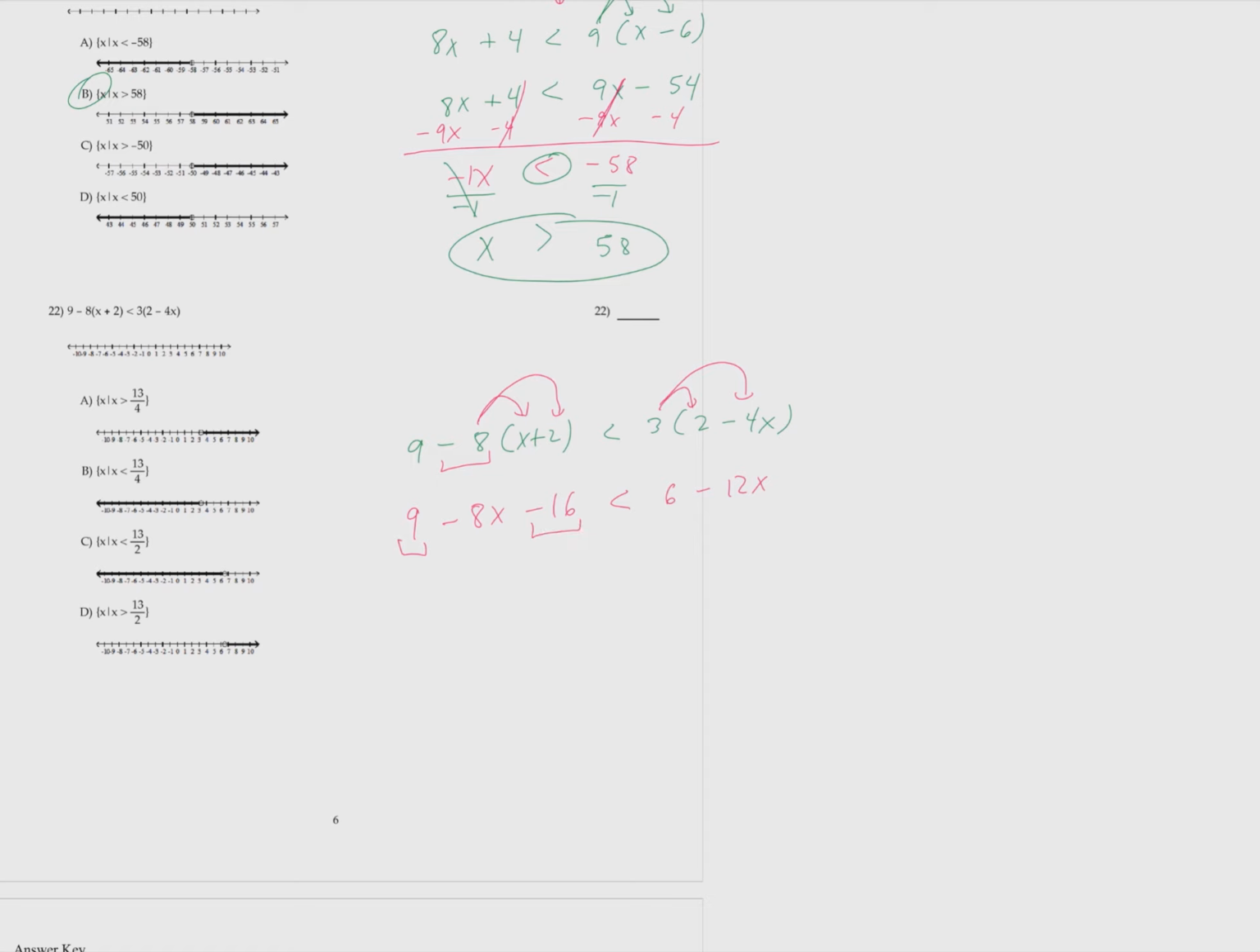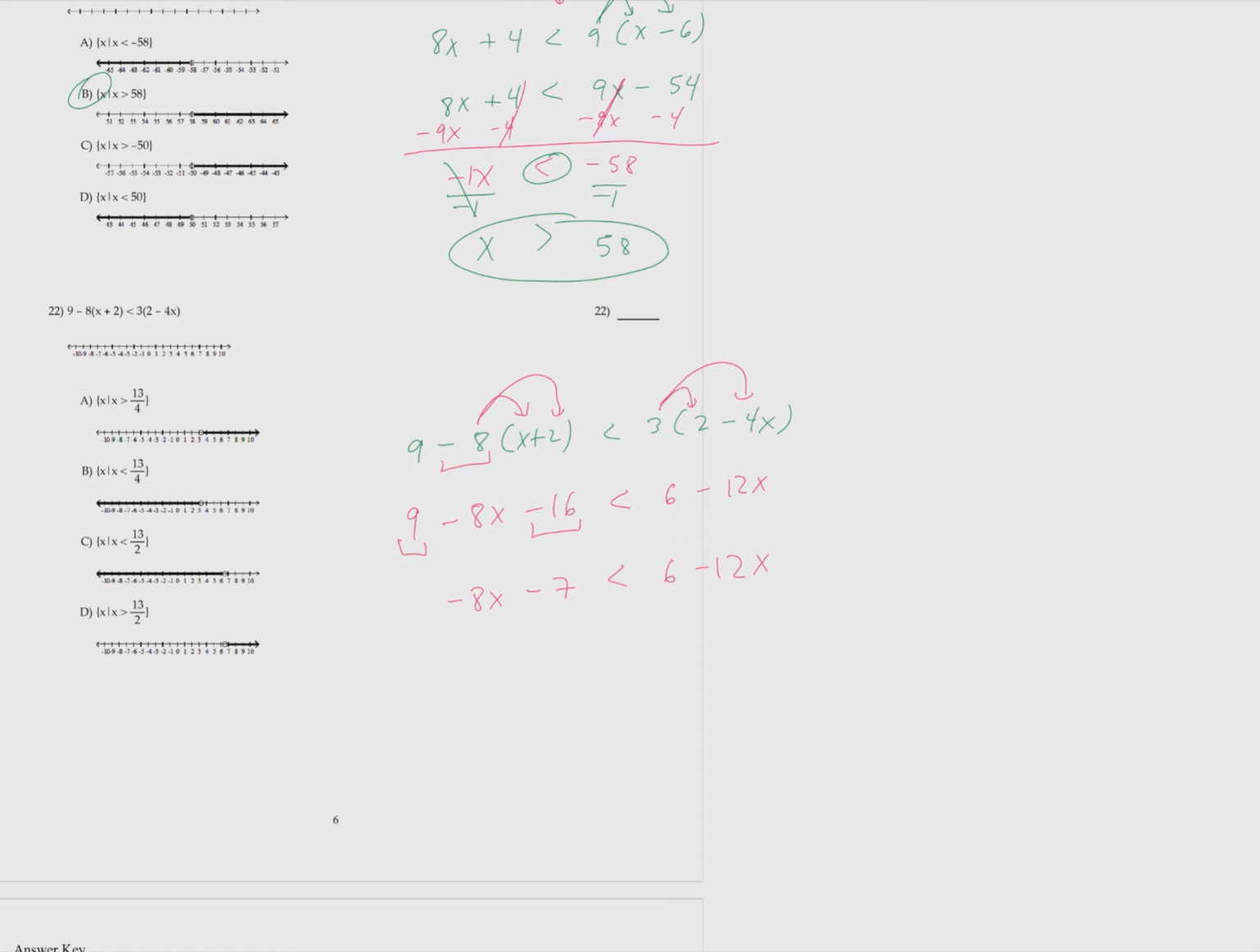I notice that this positive 9 and this minus 16 are on the same side. So let's put them together. Negative 8x is still by itself. It's the only variable there. It's not a big deal. And then we're going to have 9 minus 16, which is negative 7. Okay. And now we're ready to shift things around left and right.